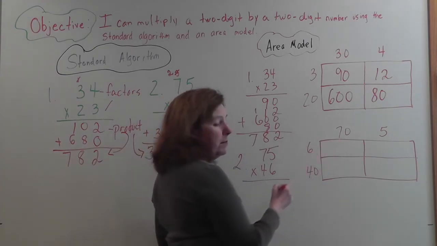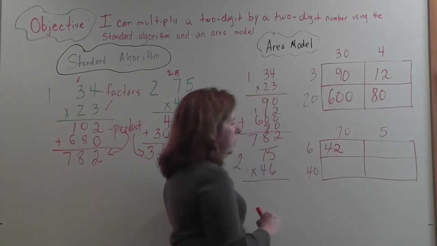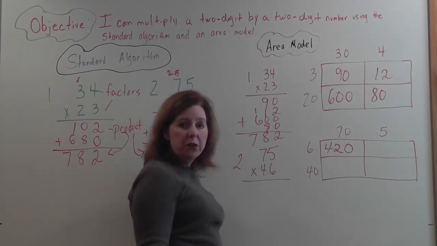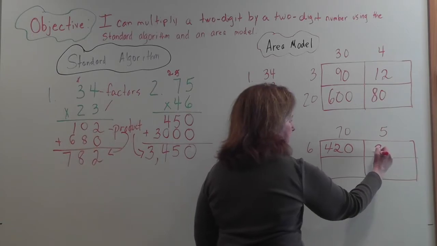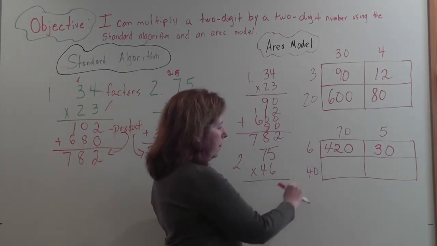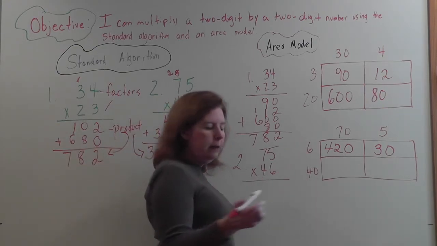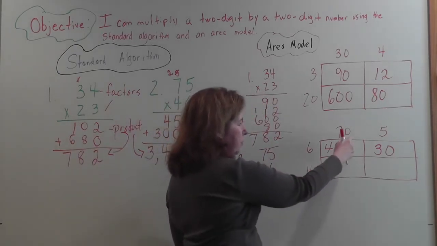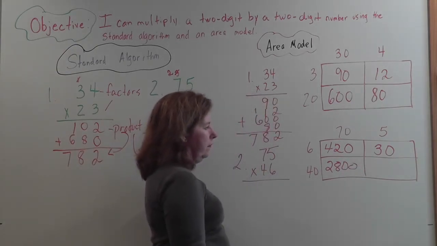I know that 6 times 7 is 42. And 6 times 0 is 0. So that's 420. Then I go 6 times 5 is 30. Now I multiply my 40 out. I go 4 times 7 is 28. So I'll put 28 down. And then I have my 2 zeros. So I just add my 2 zeros.